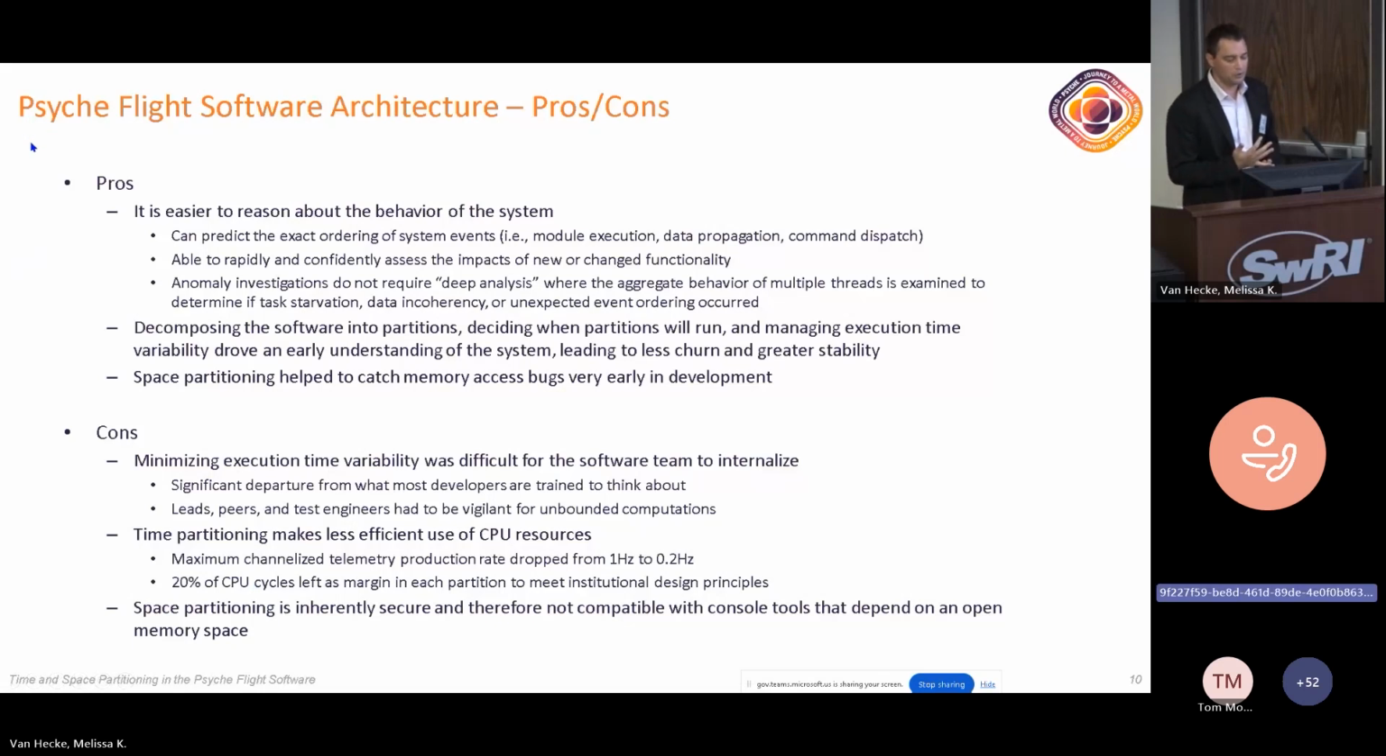And I would say one really overwhelming pro is that it is easy to reason about the behavior of our system. We're able to exactly predict the ordering of system events. When is a module going to run? When is data going to propagate? When are we going to produce telemetry? When are we going to dispatch commands? So these are all things that we have a really clear understanding of.